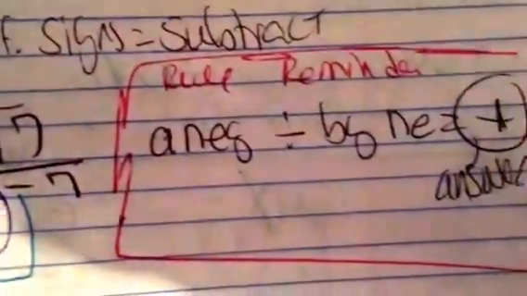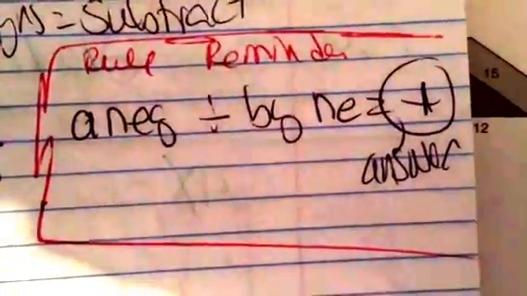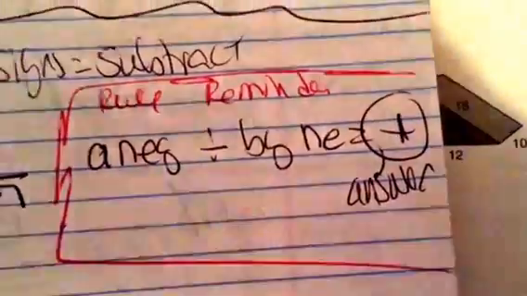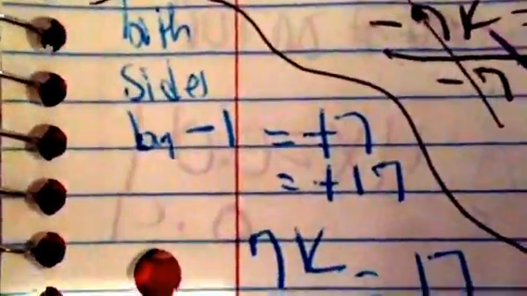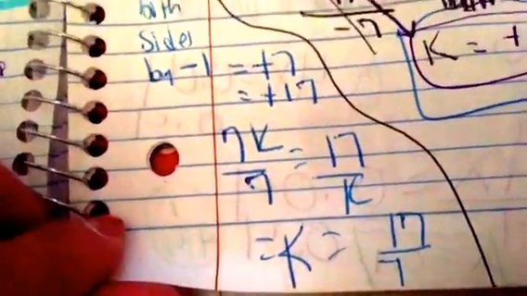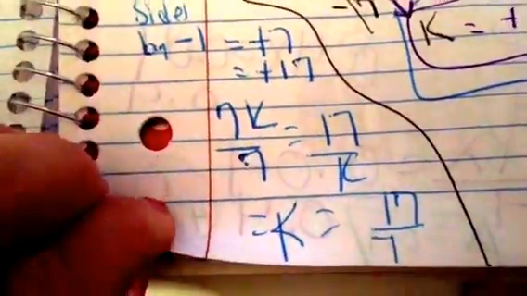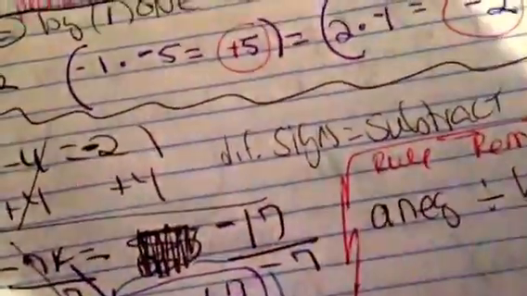Let's see, different signs, subtract rule. Reminder, a negative divided by a negative equals a positive answer. Please take a moment and put that in your notes. Both sides by 1, it would end up like this if you wanted to try doing it that way. You're still canceling out.